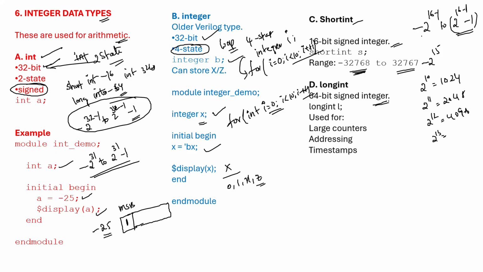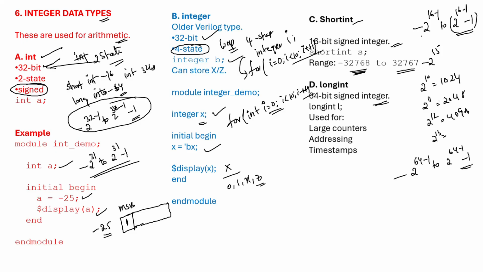The longint means 64 bits. So that means the range is minus 2 power 63 to 2 power 63 minus 1. This much range of values you can store. This is a huge number, right?